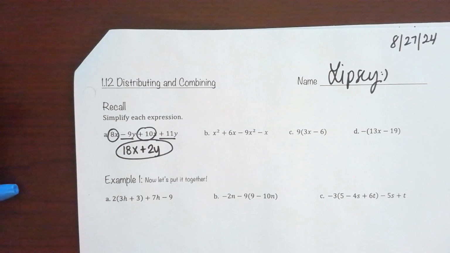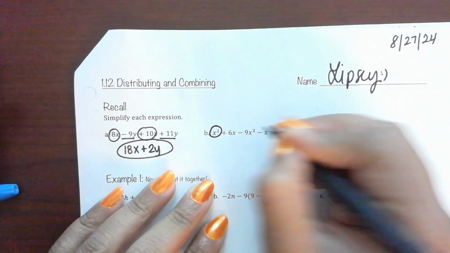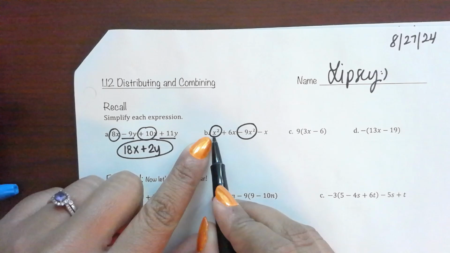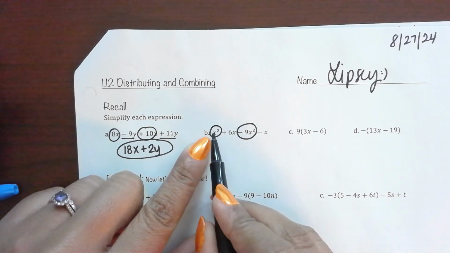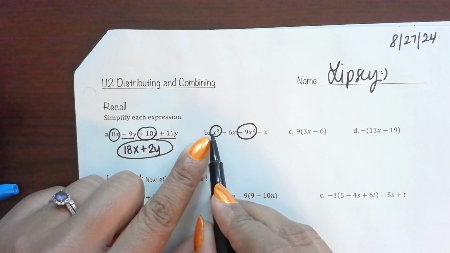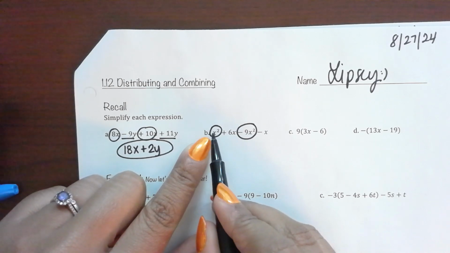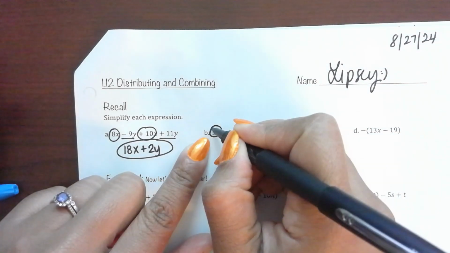B, I have x squared plus 6x minus 9x squared minus x. What do I need to do here? x squared and negative 9x squared. Why should this one come first? Because the exponent is larger, so you're automatically putting it in descending order when you start with it. What's in front of that x squared that you can't see? A 1, because it's a positive x squared. If you don't know that, put a 1 in front of that.